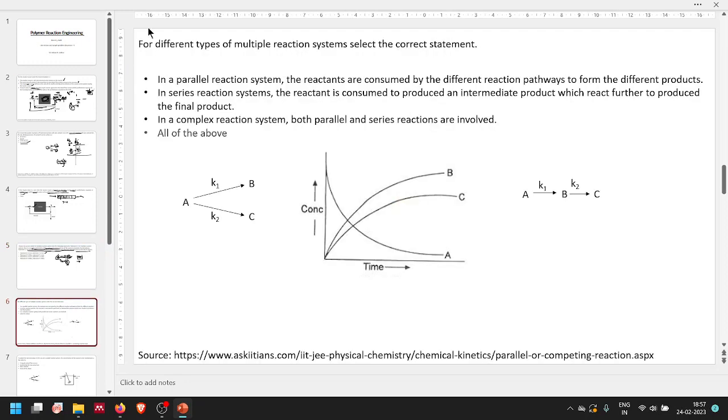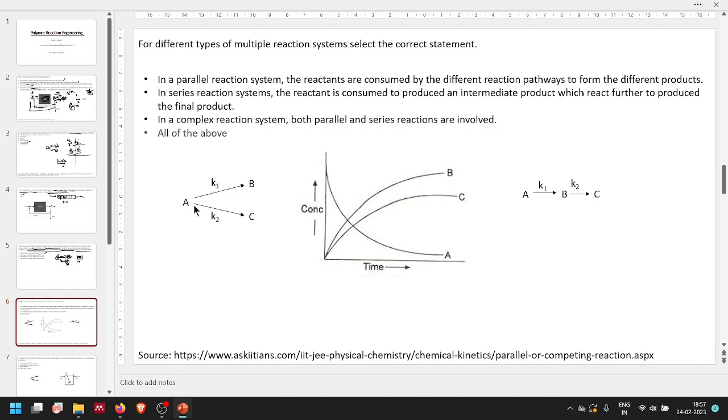Next, we have: for different types of multiple reaction systems, select the correct statement. There are four statements here, and we'll be going through them one by one, and we will see which of them are correct. In a parallel reaction system, the reactants are consumed by different reaction pathways to form different products.